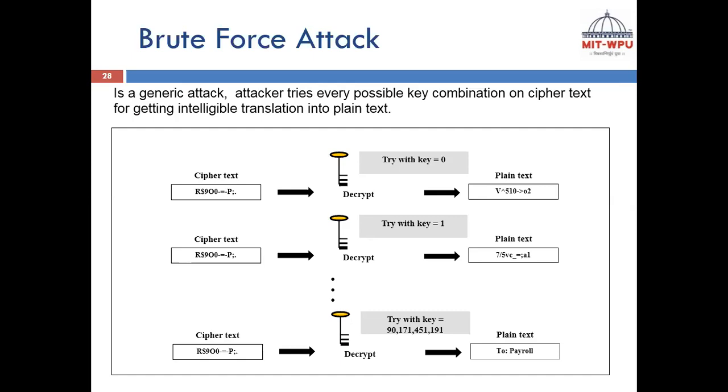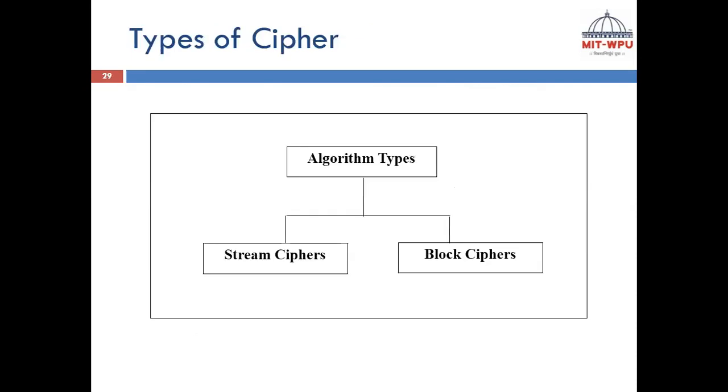Whereas with key 9, they were able to decrypt it, and the ciphertext has been converted to plain text, the meaningful plain text which we call the payload. So generally in a brute force attack, the attacker has to try around 50% of the keys to get the output.